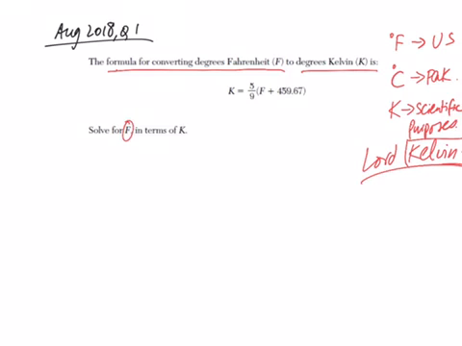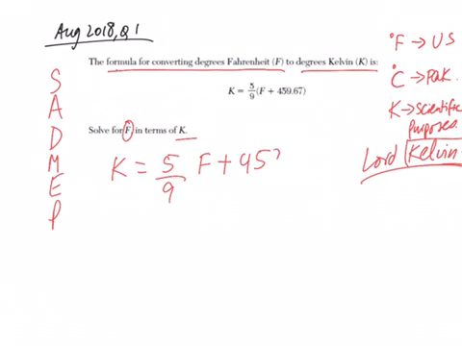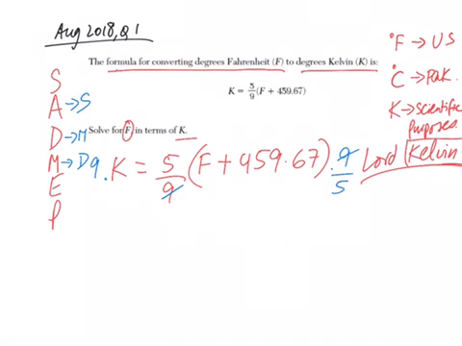So we want to find out F in terms of K. So right now we have K in terms of F. So again, let's use SADMAP. K is equal to 5/9 F plus 459.67. So we see a division, multiply, then we see some multiplications, so we'll use division, and we see some additions where we'll use subtraction. So multiply 9, this cancels, and then divide 5 because it's multiplying over here, so divide 5.